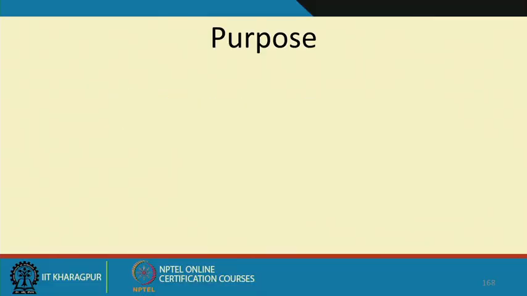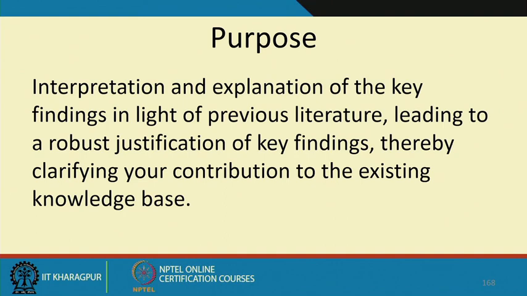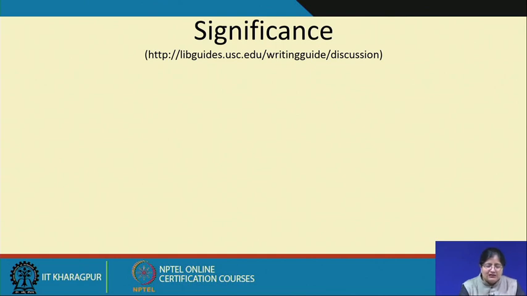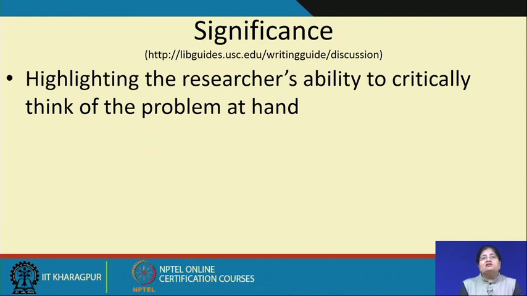Discussion of results. The purpose of this section is to interpret and explain the key findings as a result of the procedure you have followed, the output of the method you have used, in light of previous literature, leading to a robust or a solid or a sound justification of key findings, thereby clarifying your contribution to the existing knowledge base. The significance of this section is to highlight the researcher's ability to critically think of the problem at hand.